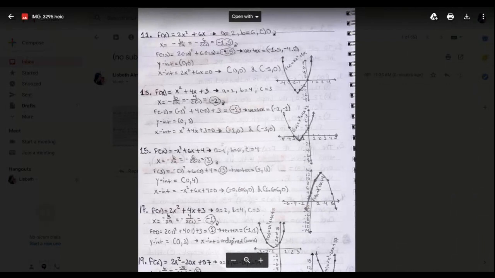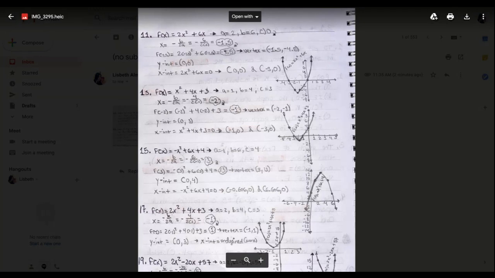So the steps were to find the vertex, y-intercept, x-intercept, and then sketch the graph. For number 11, I found the vertex first. I found each number for the variables. For example, a equals 2, b equals 6, and c equals 0. To find the vertex, I use the formula negative b divided by 2a, and I substituted the numbers, and it was 6 divided by 2 multiplied by 2, and it gave me negative 1.5.